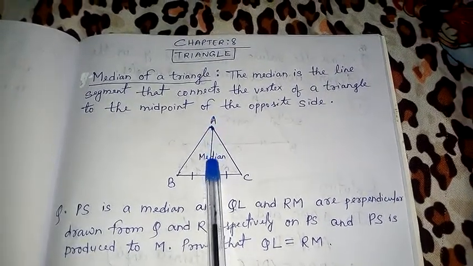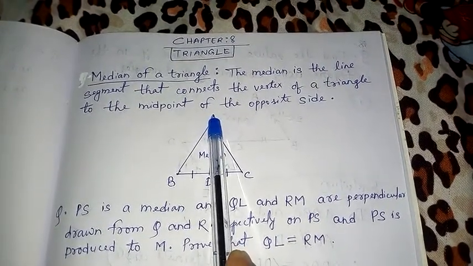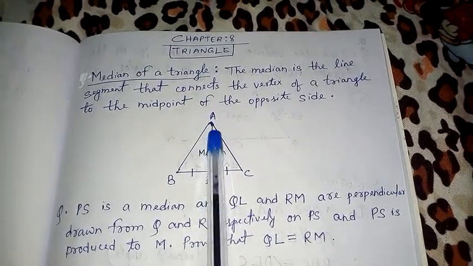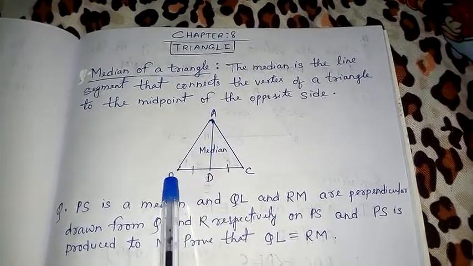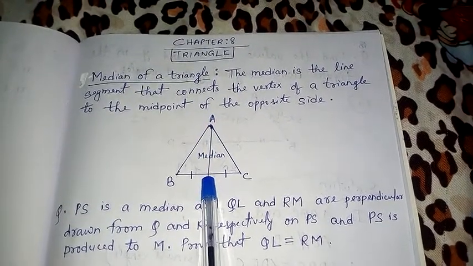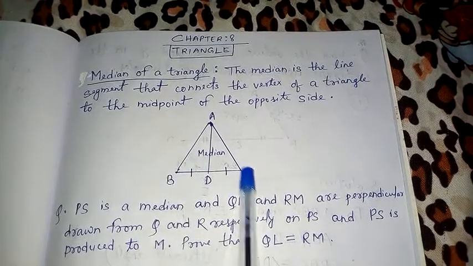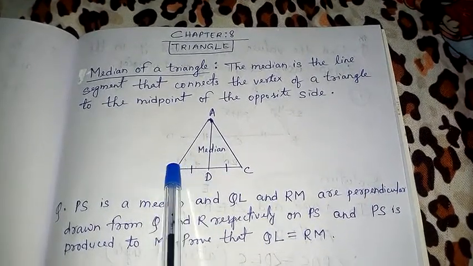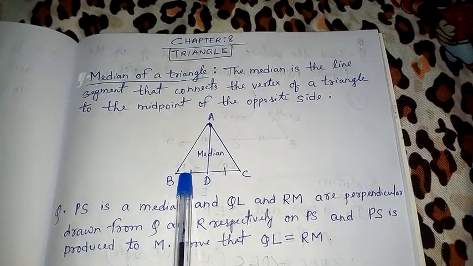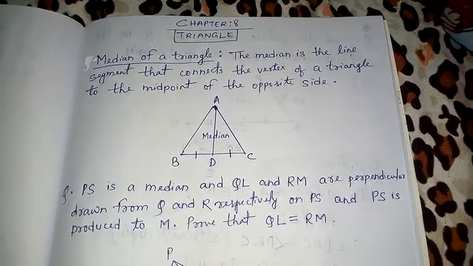Median is a line segment that starts from a vertex and meets at the midpoint of the opposite side of the vertex. So if A is the vertex, the opposite side is BC, and it comes from here and meets at the midpoint. That means it divides the line segment BC equally. That means if it is 6 centimeter, now with this median it becomes 3 centimeter each.